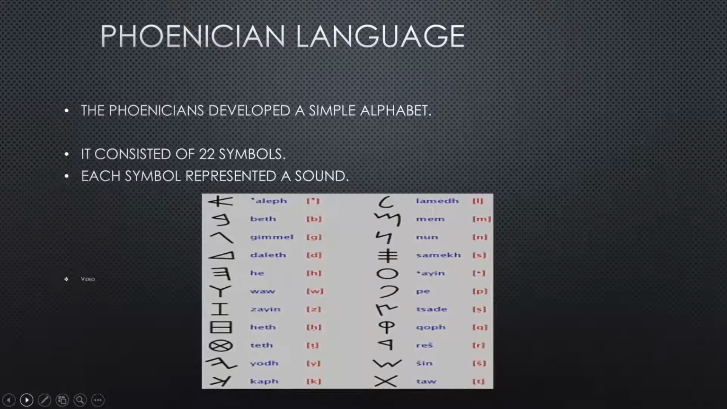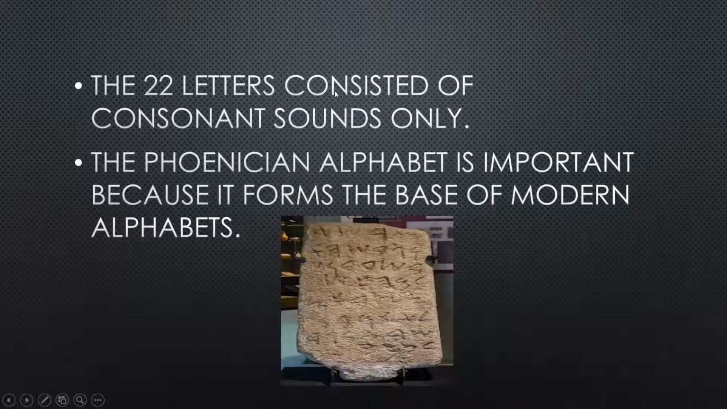And if we continue our PowerPoint slide, we have the representation there of the alphabet, and we could hear clearly what this alphabet sounded like. And as you can see, the alphabet consisted mostly of consonant sounds. So the 22 letters consisted of consonant sounds, and the Phoenician alphabet is important because it formed the base of modern alphabets, as I have already mentioned.